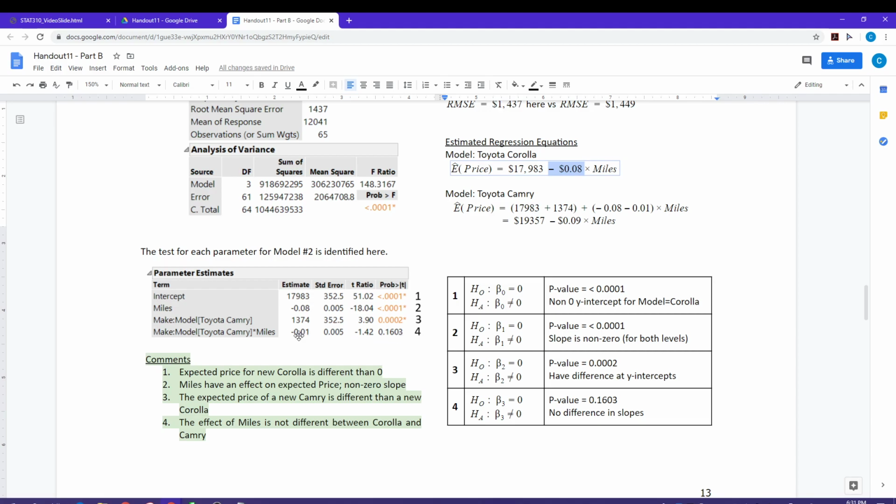Now you can see that this estimate, 0.01, is pretty close to 0 here. I mean, granted, it gets multiplied by a pretty large value, but the extra effect of miles due to being a Camry is pretty small, especially considering what it was initially. So I'm not really changing the slope too much. So I cannot say that the slopes are different from one another.